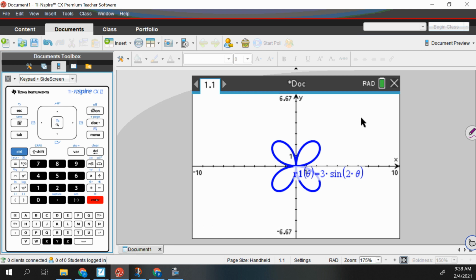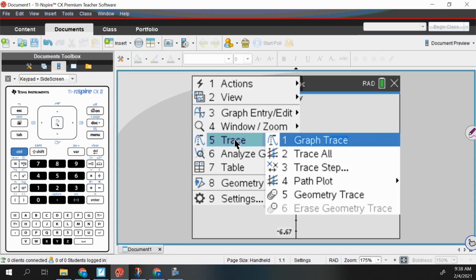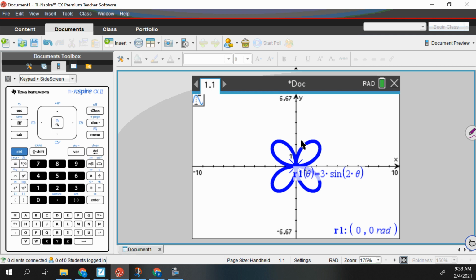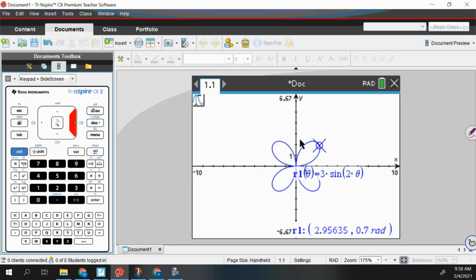Next, what I want you to do is we're going to do a trace. So do menu, trace, graph trace. And we can just hit our right arrow, and notice it's going by 0.1 radians at a time. I want to go back to where the start was. So it's starting here. Notice it does the loop in quadrant 1 first, but then it goes to the loop in quadrant 4 next. And then after this, it goes to the loop in quadrant 3.